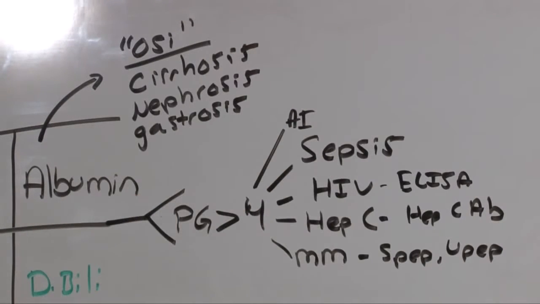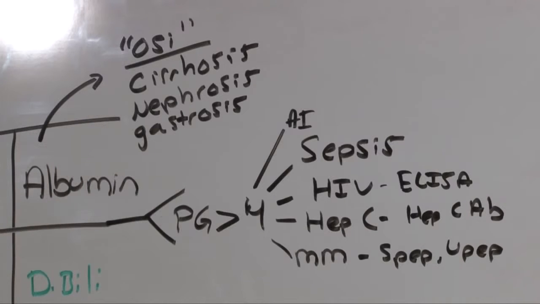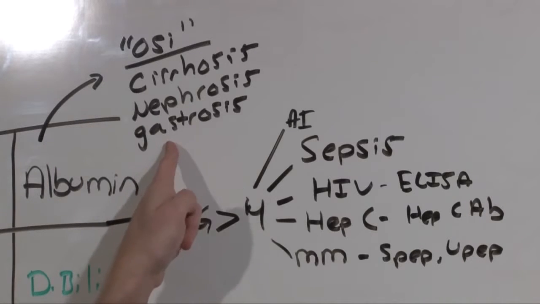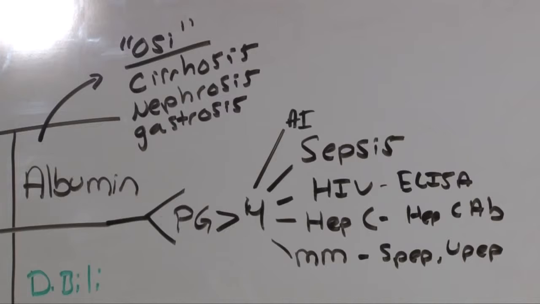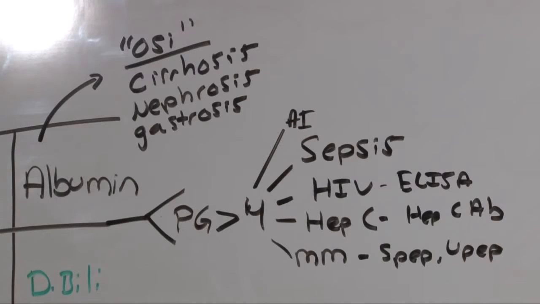Cirrhosis, you cannot build the proteins. Nephrosis, you spill the albumin in your urine. And gastrosis is either going to be a protein-losing enteropathy or simple malnutrition like kwashiorkor. The testing for those is a bit more complex, so we're not going to go into them. But when you see a low albumin, think of these three conditions, the three conditions which would decrease your albumin.